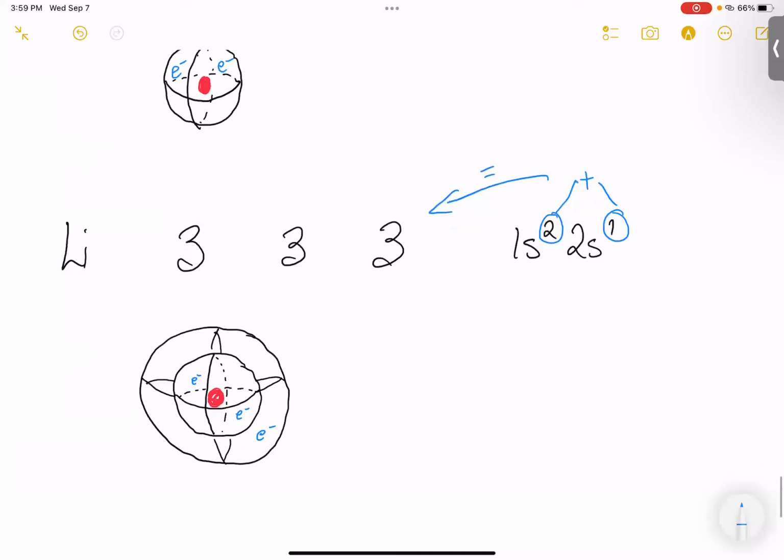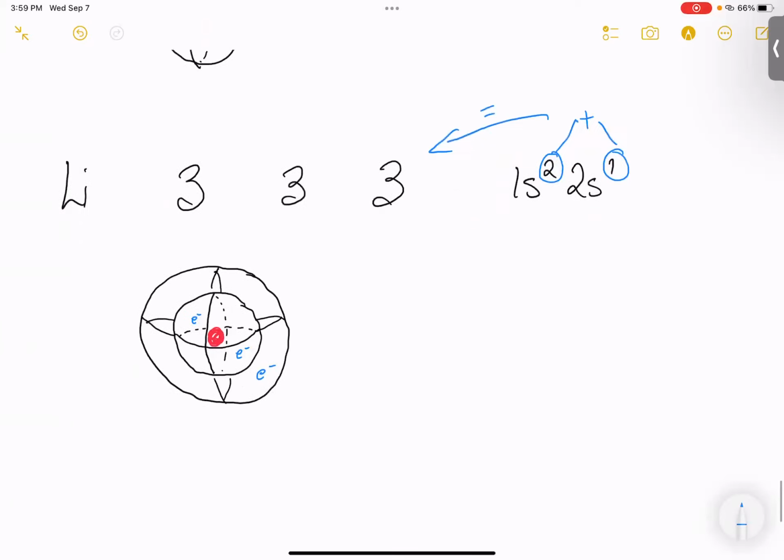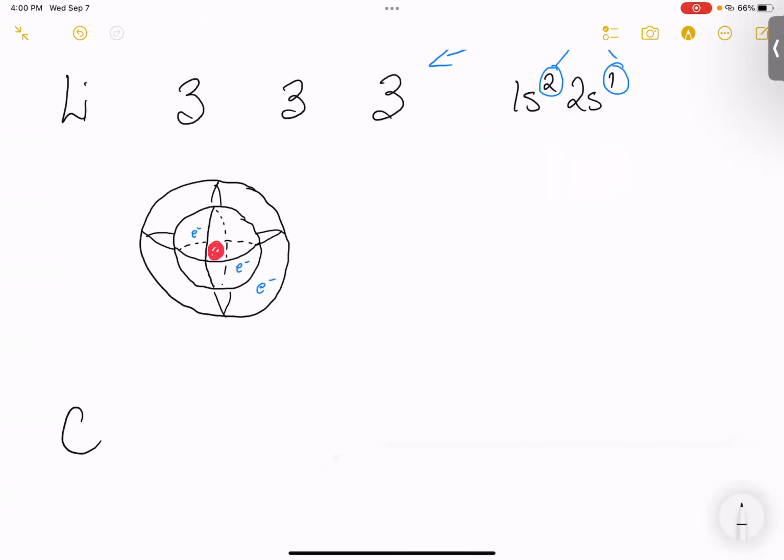I'm going to skip a couple actually. And we're going to go play with carbon. Y'all, carbon is on the periodic table, so it's going to have 6 protons and 6 electrons. Start at the top. 1s.